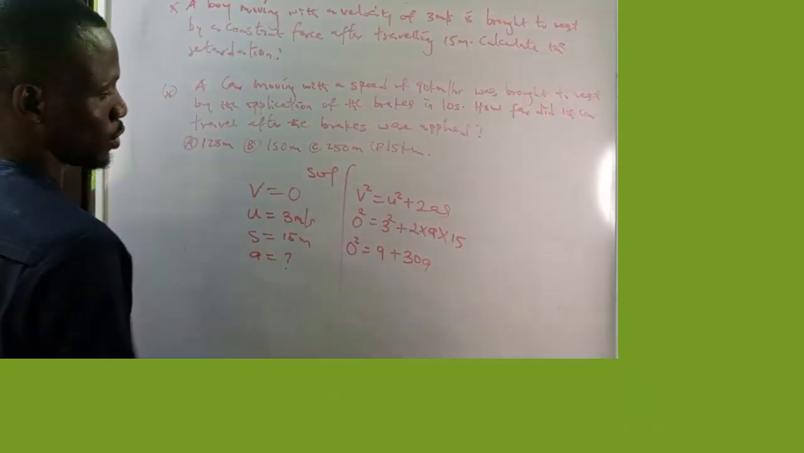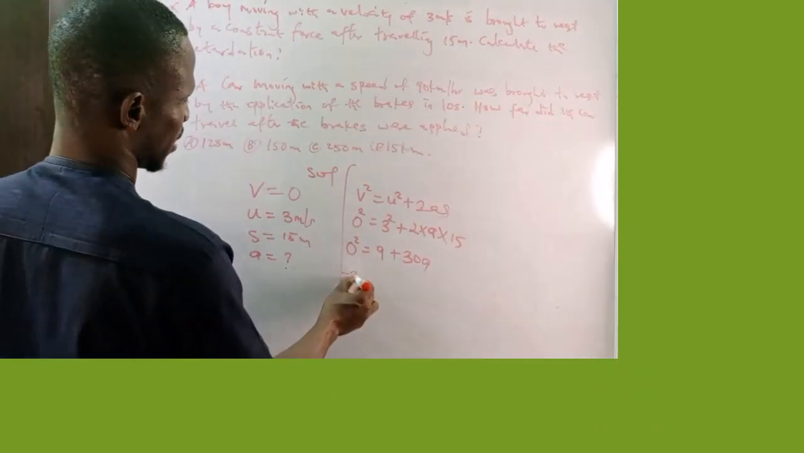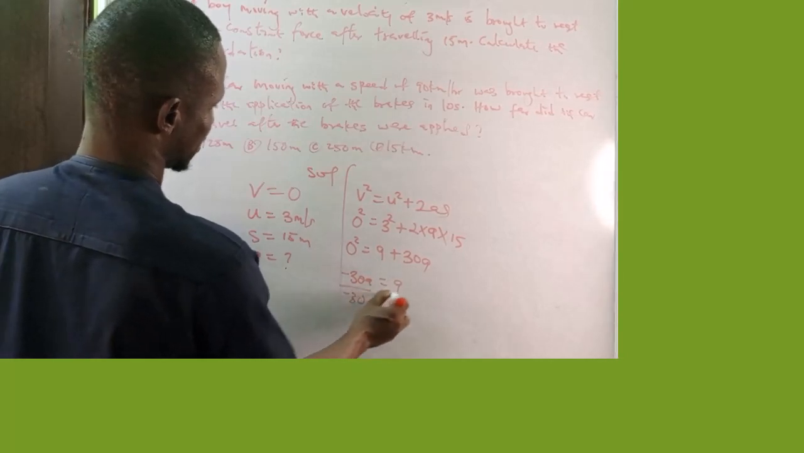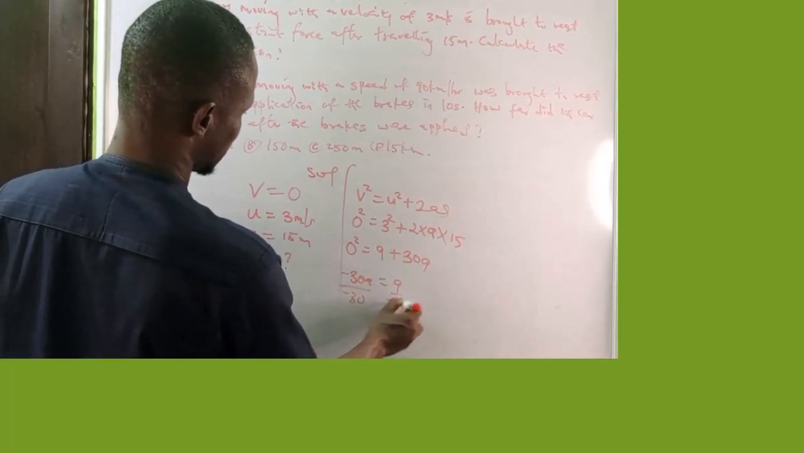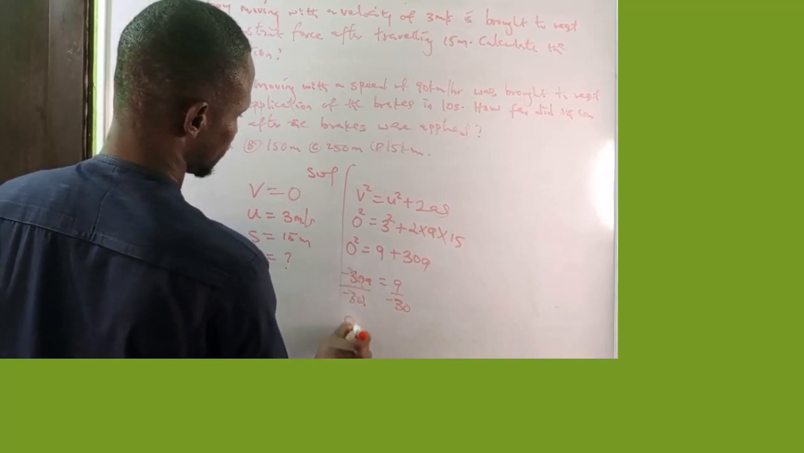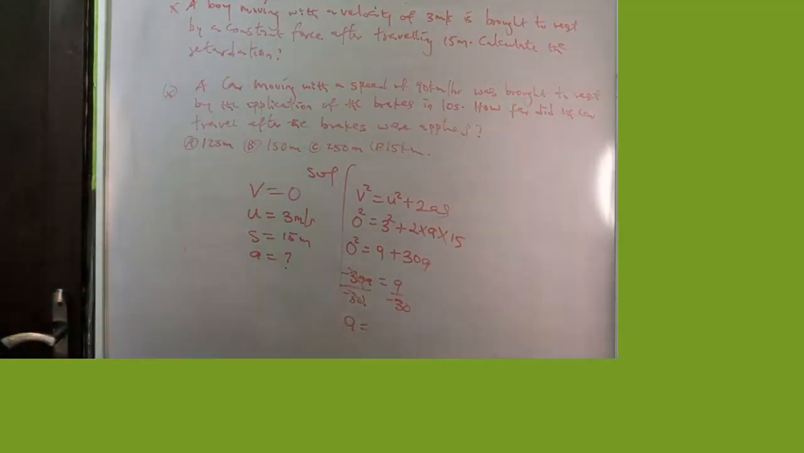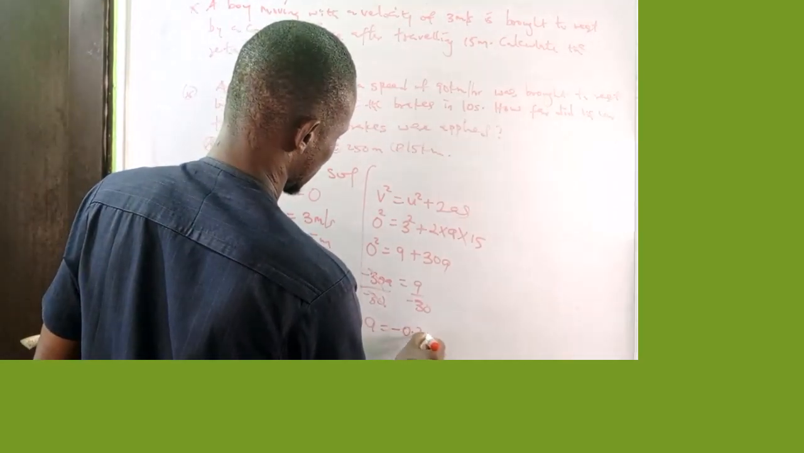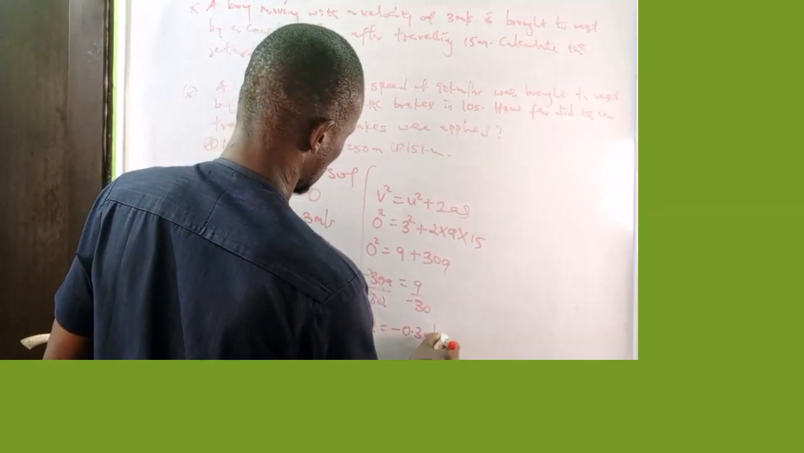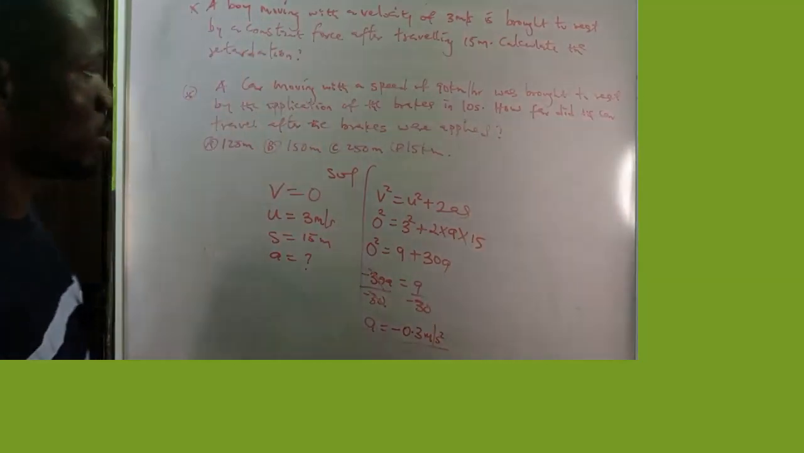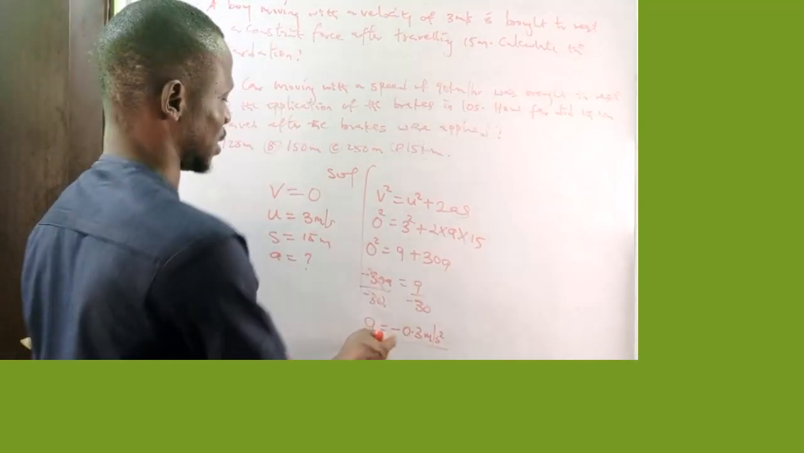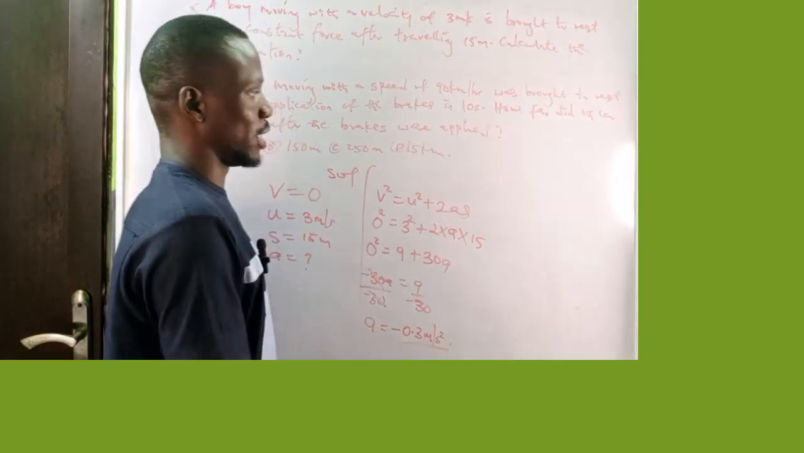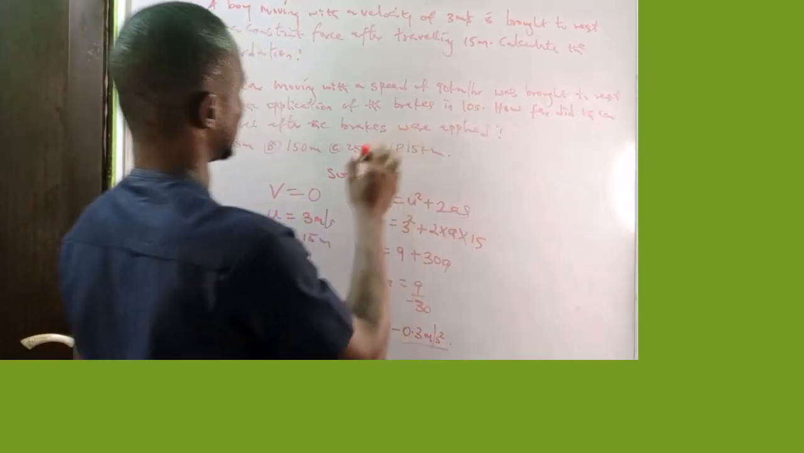So 0 square is equal to 3 square, which is 9, plus 2 times 15, which is 30a. Is it not? So this 30a comes over here, and you're going to have minus 30a equal to 9. Divide by minus 30. So what is a? A is 9 divided by minus 30, which is minus 0.3 meter per second square. The minus is an indication that the acceleration is decreasing, it is coming to rest. That's why it is called retardation. So that is the answer.